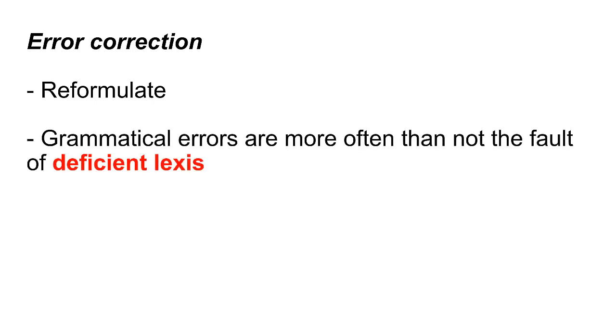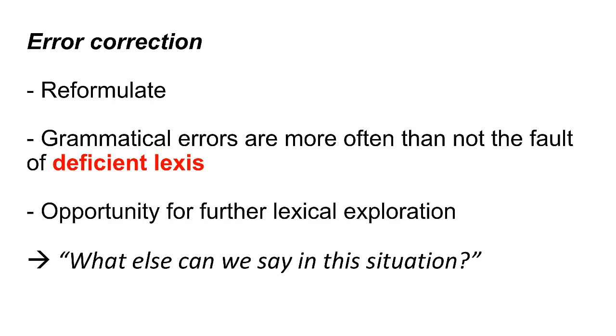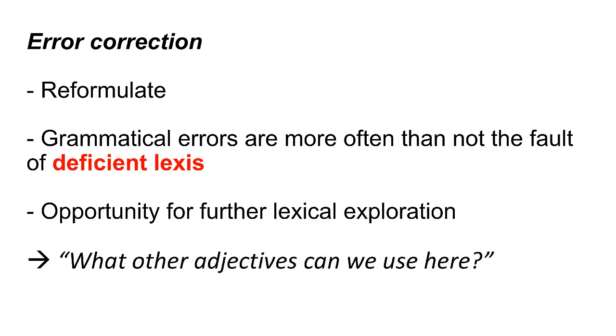However, this does not mean that error correction is not important. When students make mistakes, we should help them reformulate what they want to say so that it sounds natural and typical of what a fluent English speaker would say. We should also remember that many grammatical errors are often the fault of deficient lexis. They have often not used a phrase correctly. We can also use error correction as an opportunity for further lexical exploration, asking our students, what else can we say in this situation? Or what other adjectives can we use here?